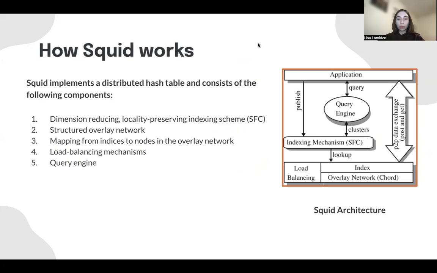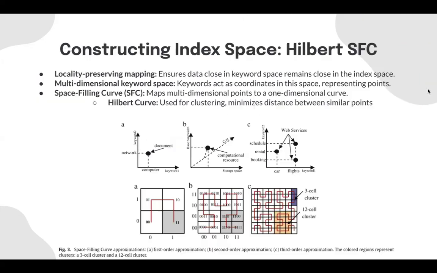In order to understand how Squid works, let's look at the architecture components of Squid. First one is a dimension reducing locality preserving indexing scheme. Then a structured overlay network, mapping from indices to nodes in the overlay network, a load balancing mechanism, and a query engine.